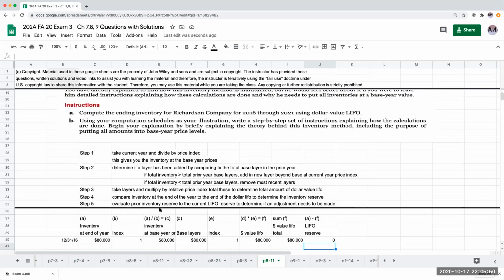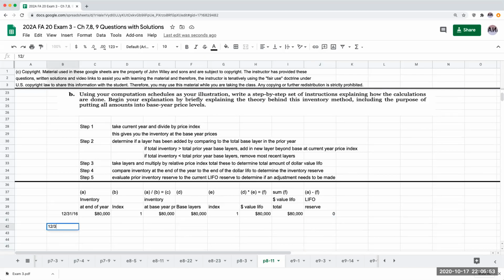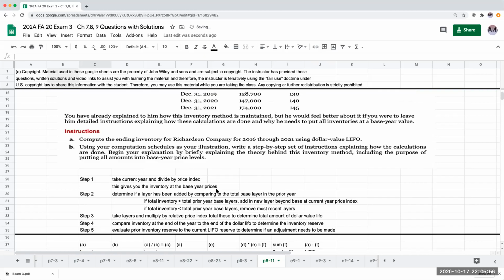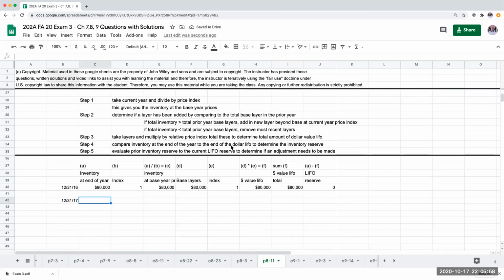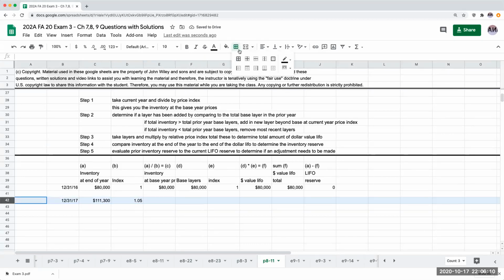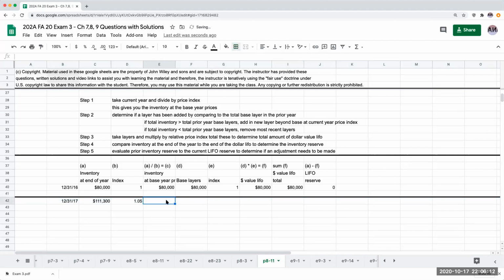Okay, so 12/31/17. The inventory at end of year prices is 111,300, and this is at 1.05. So to get these prices into base year, I'm dividing, so that's 106,000. So I've added to my layer. The difference between 106 and 80 is going to be 26,000. So this 80 is going to be at my index of 1. This 26,000 is going to be at 1.05.